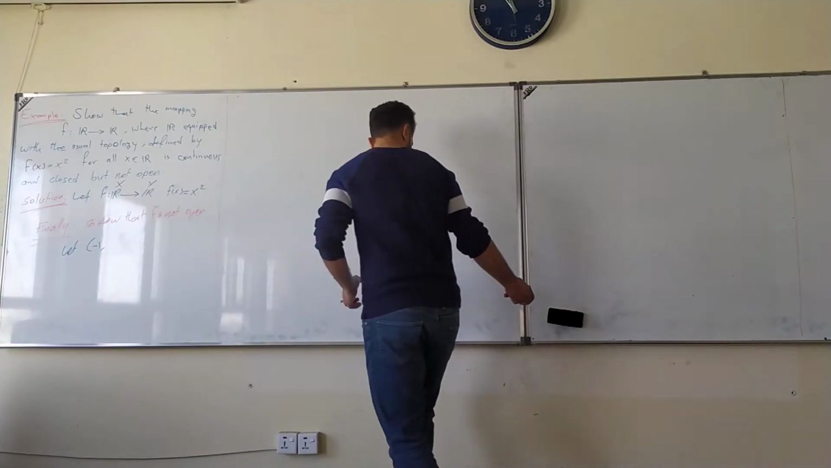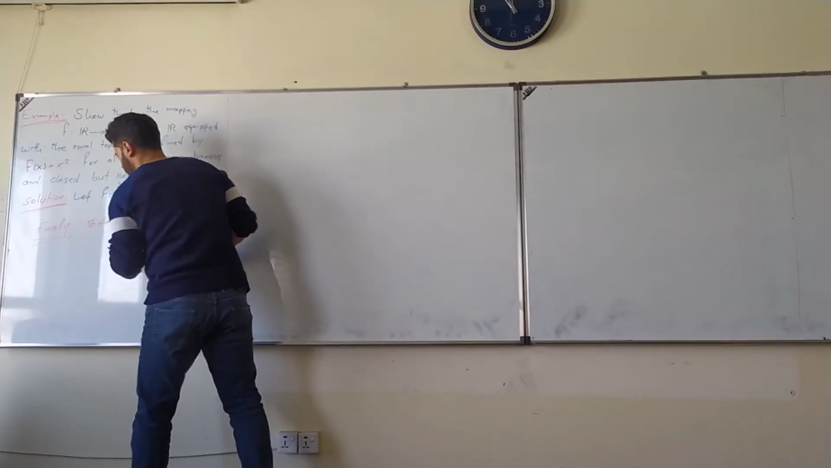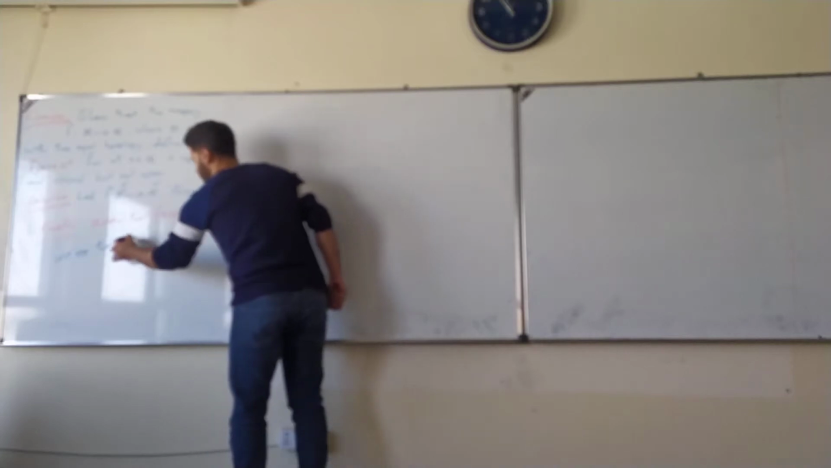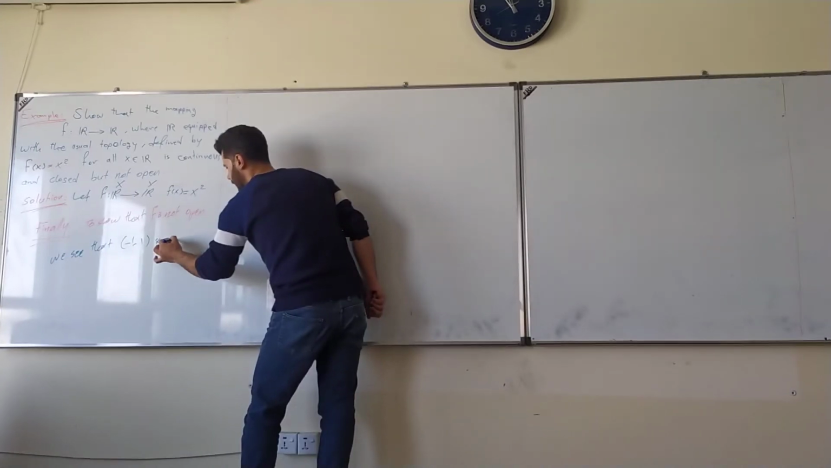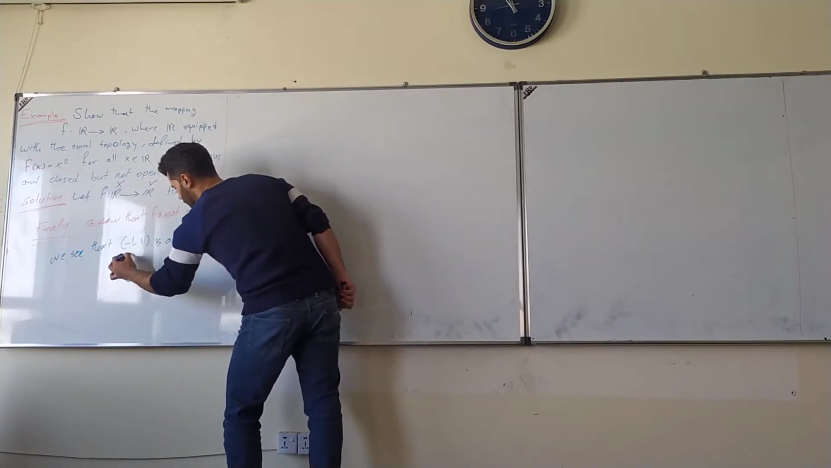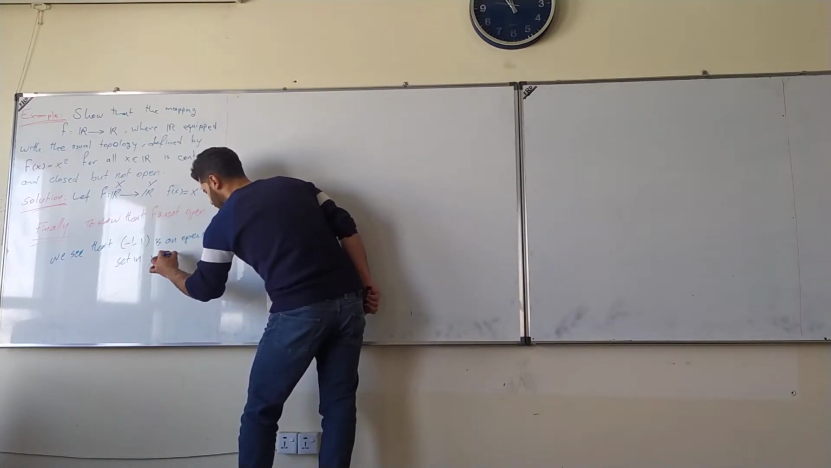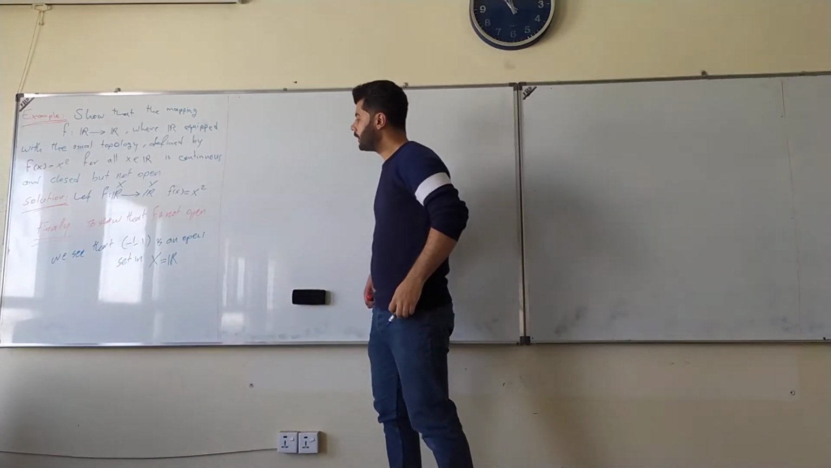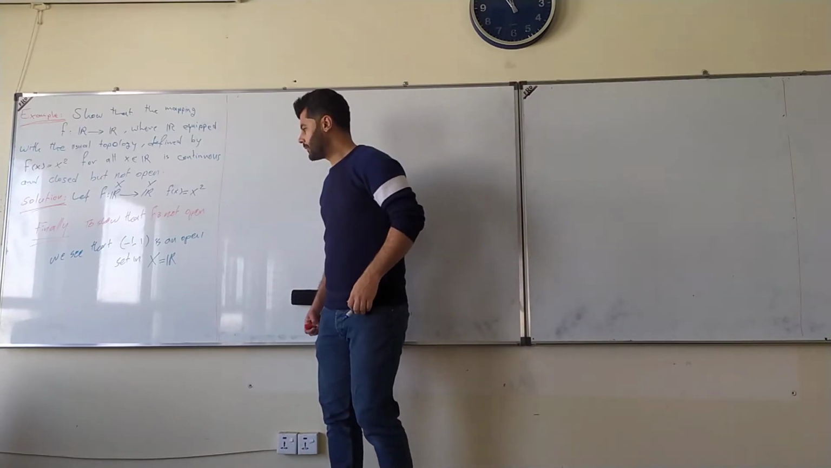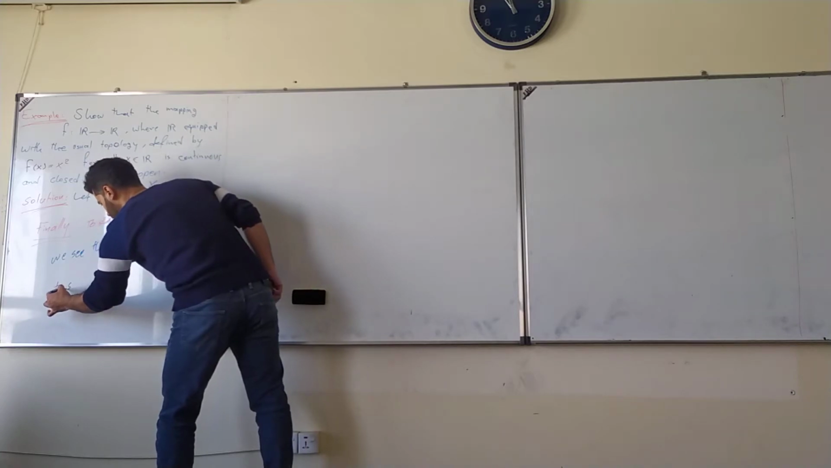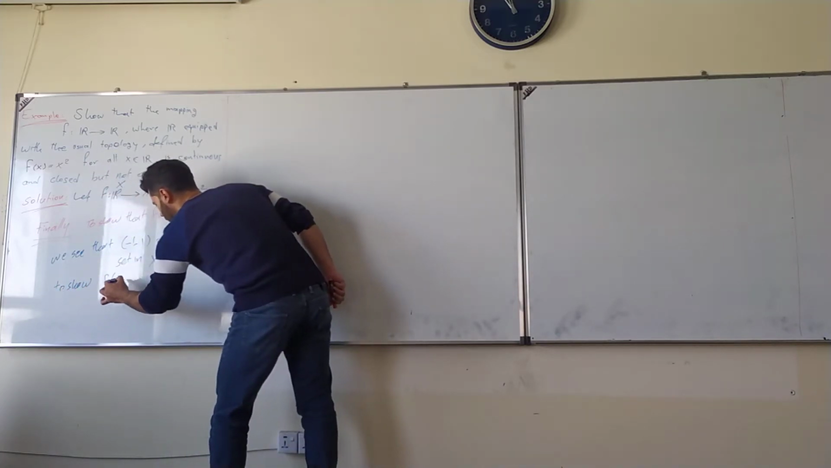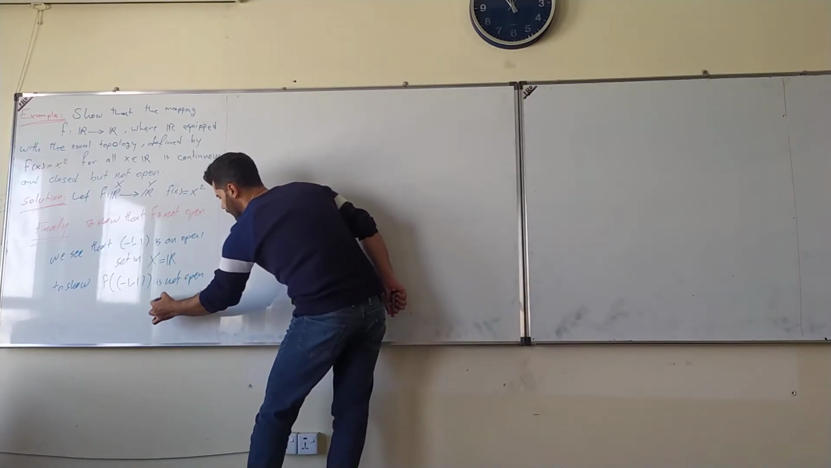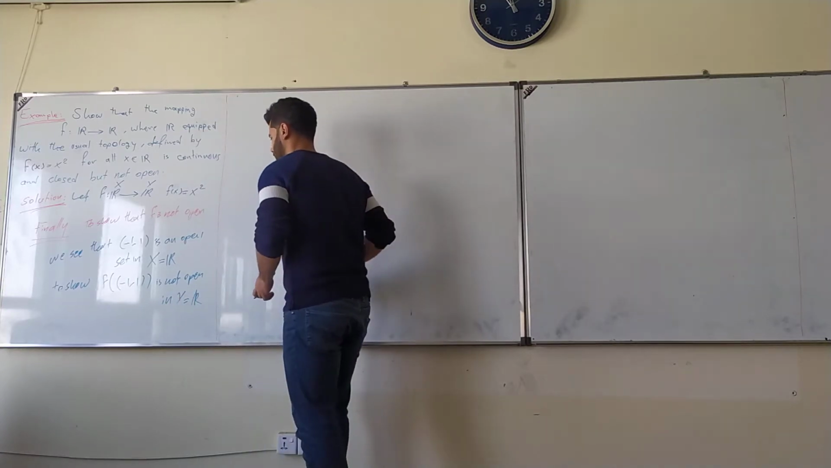We see that -1 to 1 is an open set in X, meaning in a domain in R. And now we show that f of -1 to 1 is not open in Y, which is equal to R also.